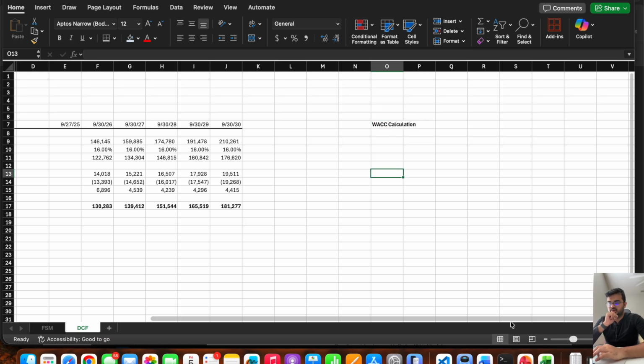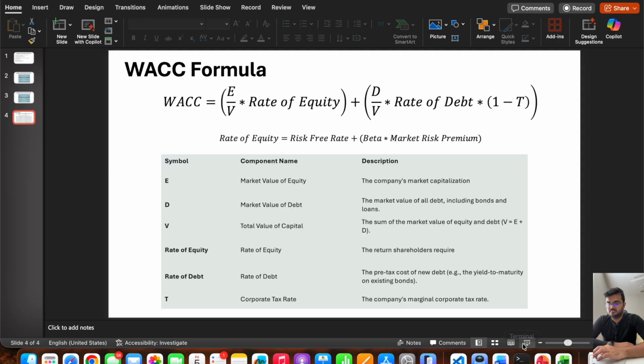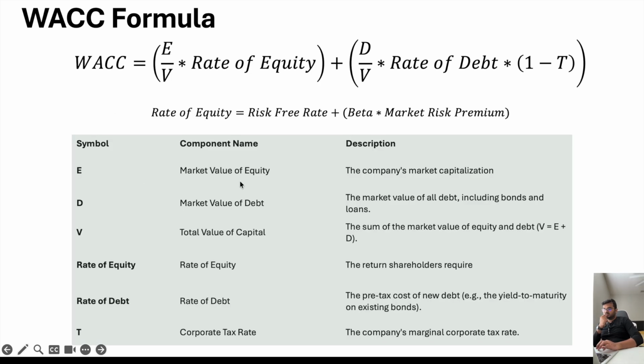I know I told WACC, but let's try to understand how the WACC is calculated. This formula might look a bit complex, but let's try to make sense of it. To calculate the WACC, E is the market value of equity, that is nothing but market capitalization, divided by V. V is the total capital value, that is the company's total market value plus the net debt. That gives the value of V.